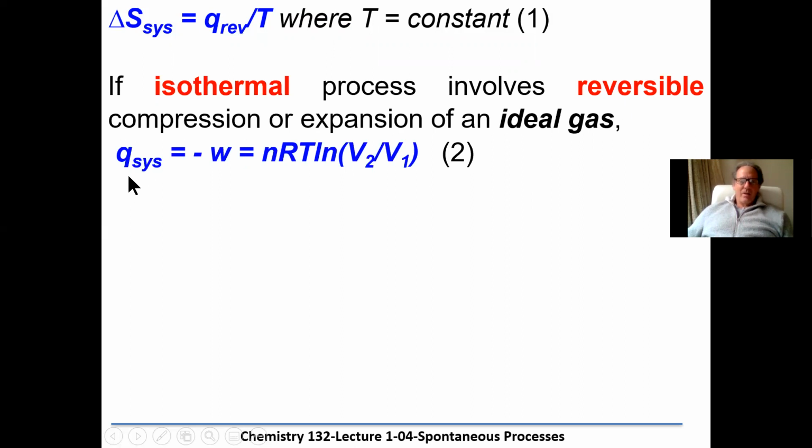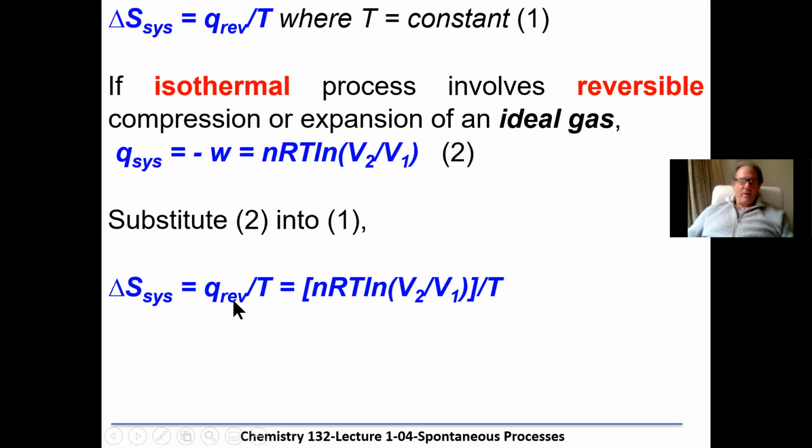In this case, Q, the heat transferred to the system, will equal minus W, and we've derived this equation before. It equals nRT ln of V2 divided by V1. There's equation 2. Well, what if we substitute equation 2 into equation 1 for Q reversible? What if we say Q reversible is the same as Q for the system?